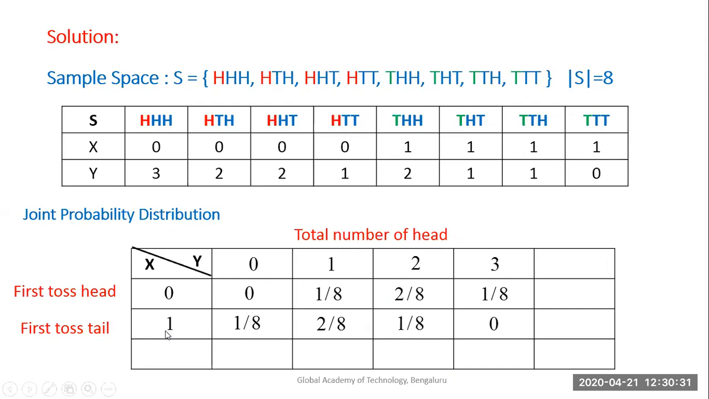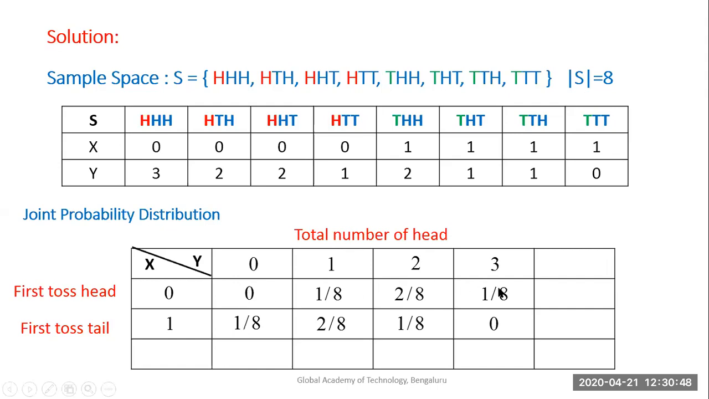So X is equal to 1 means the first toss is tail. Y is equal to 3 means the number of heads should be 3. So that is an impossible event. Therefore, the probability is 0. So this represents the joint probabilities.